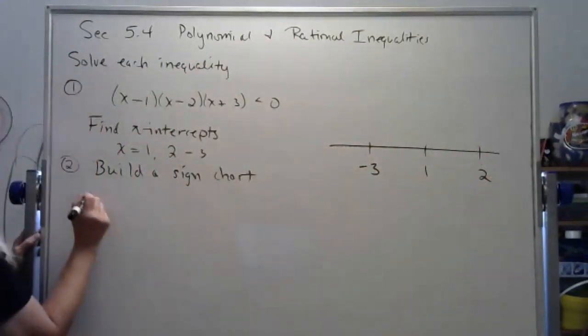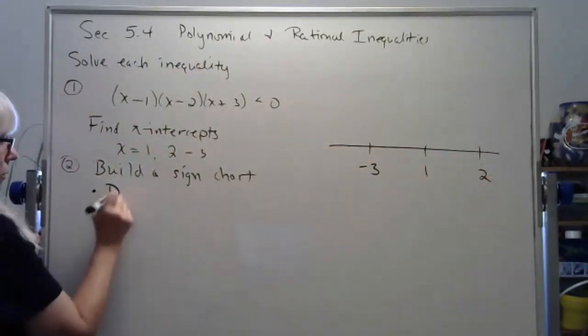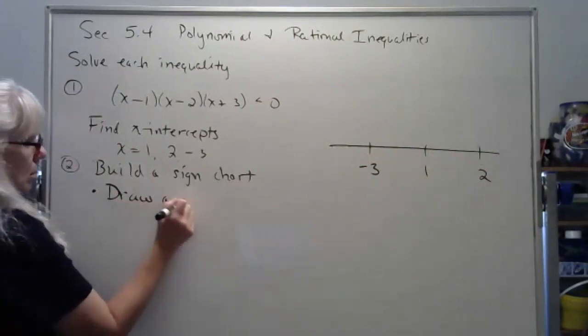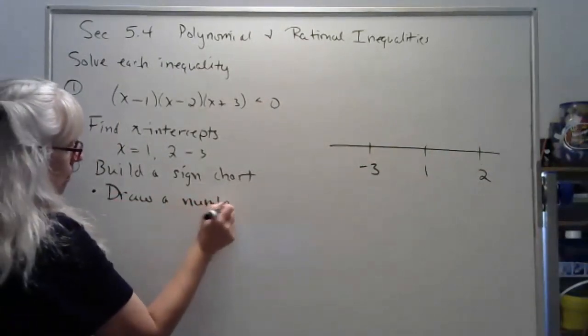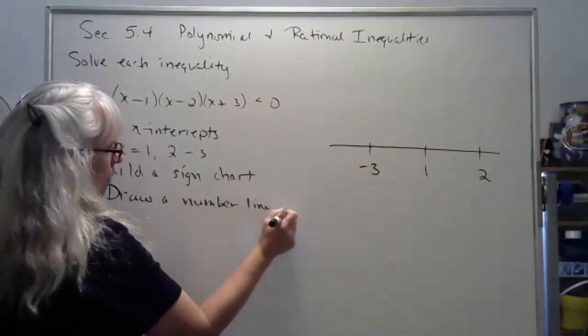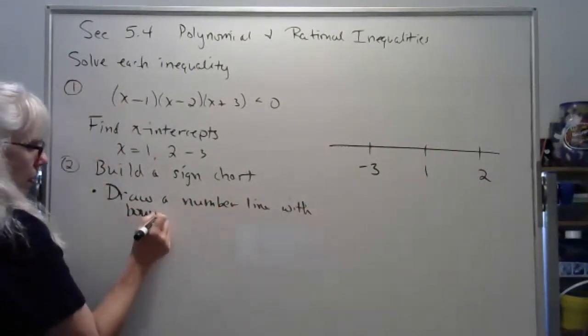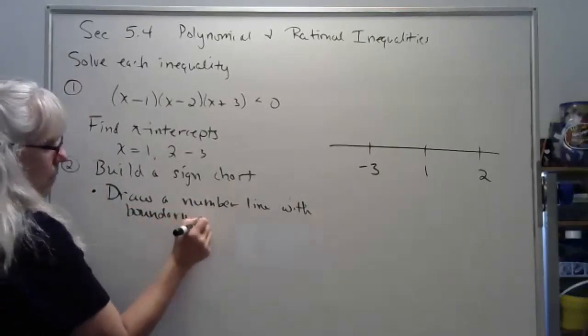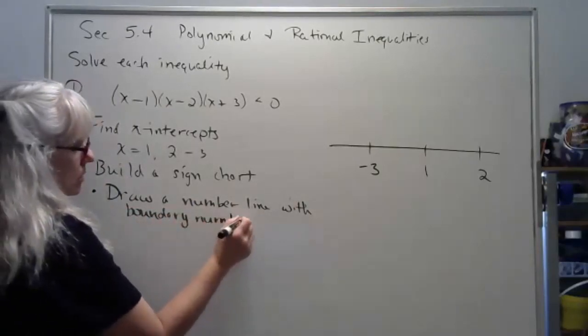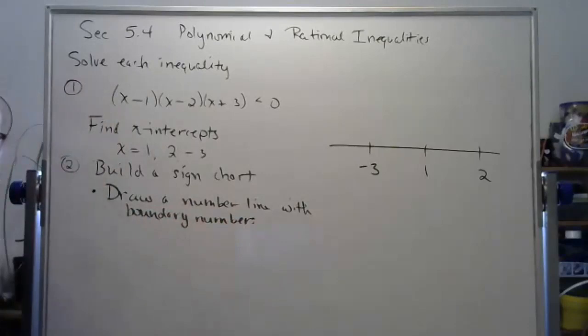So build a sign chart. We're going to draw a number line with the boundary numbers. The most common mistake I see here is that you don't put your boundary numbers in numerical order. You put them in the order that you found them in. Don't do that. Make sure they're in numerical order.